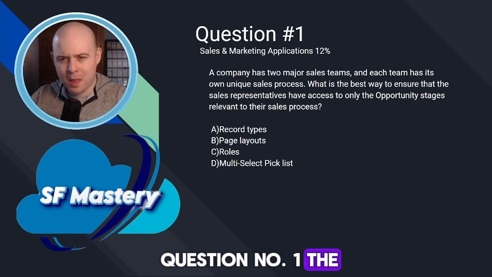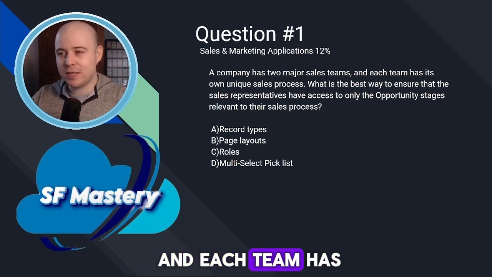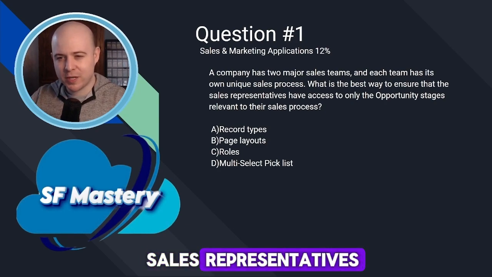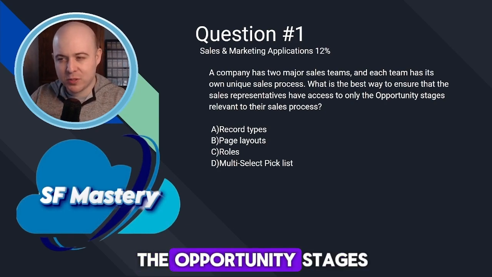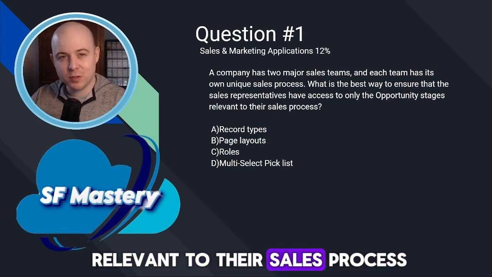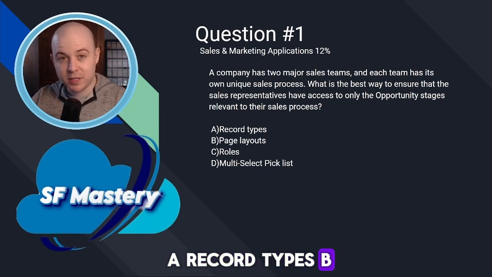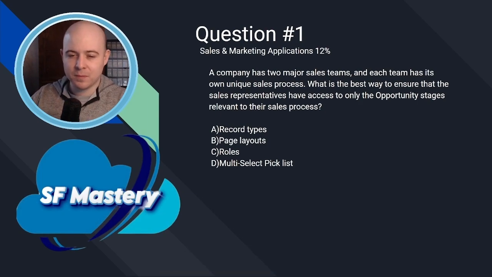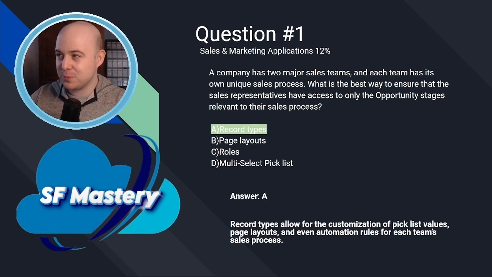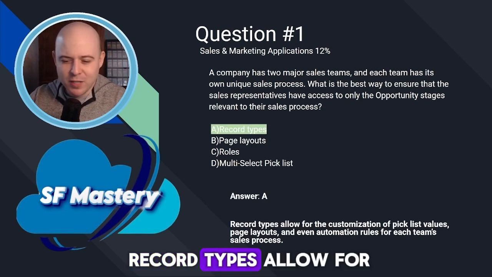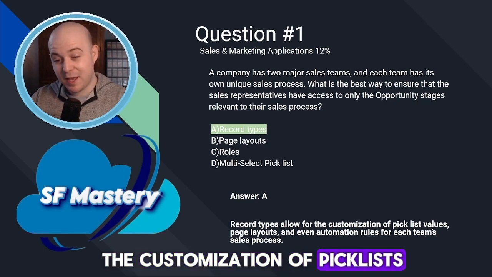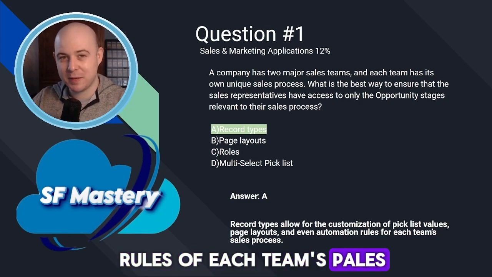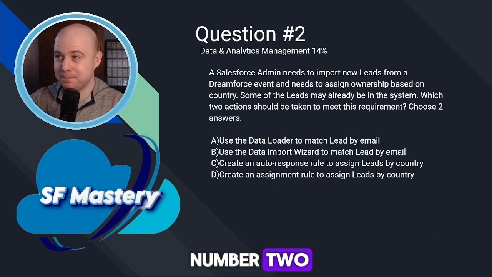Question number 1. A company has two major sales teams, and each team has its own unique sales process. What is the best way to ensure that the sales representatives have access to only the opportunity stages relevant to their sales process? A. Record types, B. Page layouts, C. Roles, or D. A multi-select pick list. The answer for this one is A. Record types. Record types allow for the customization of pick lists and page layouts, and even the customization rules of each team's sales process.